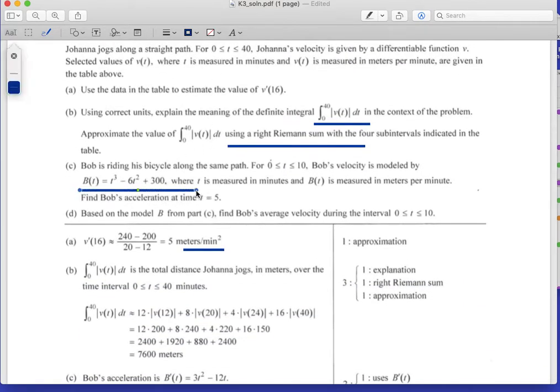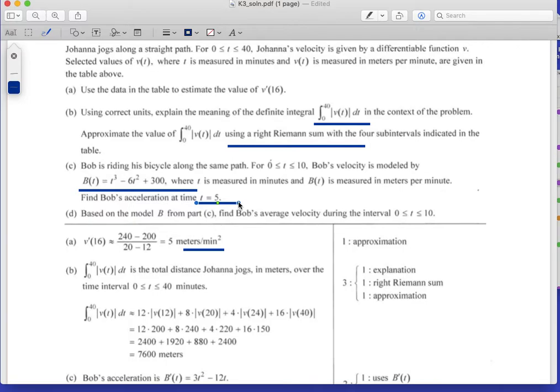They also give you a velocity function for Bob, but now they give it to you in symbolic form, not in a tabular form. What do we want to know? What's Bob's acceleration at time t equal 5? Well, I'm hoping that you know that to go from velocity, which we have, to acceleration, which we want, it's a derivative. So a better way to say it, the derivative of a velocity function is the acceleration function. So we take the derivative and we plug in 5.